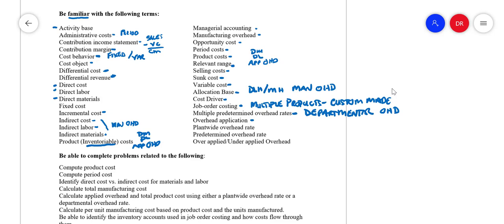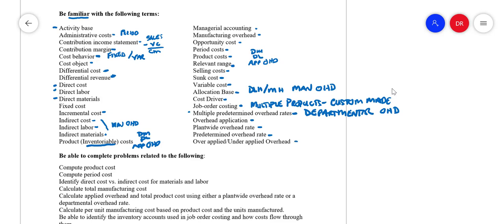The plant-wide overhead rate is different from the multiple predetermined. A plant-wide rate basically takes all departments and averages them together. The predetermined overhead rate can be either plant-wide or departmental. It doesn't matter, but a predetermined overhead rate is what you use to apply overhead.